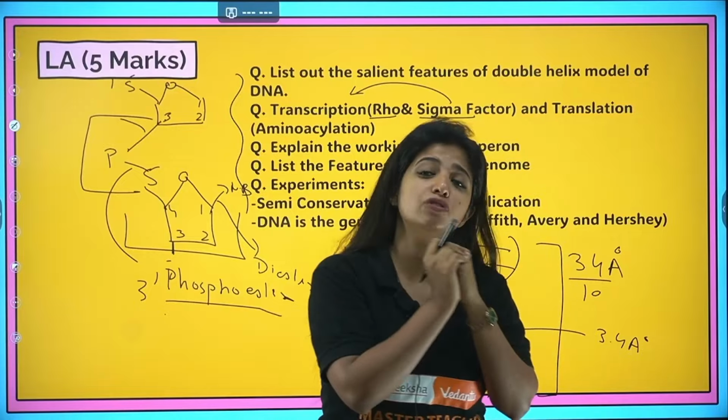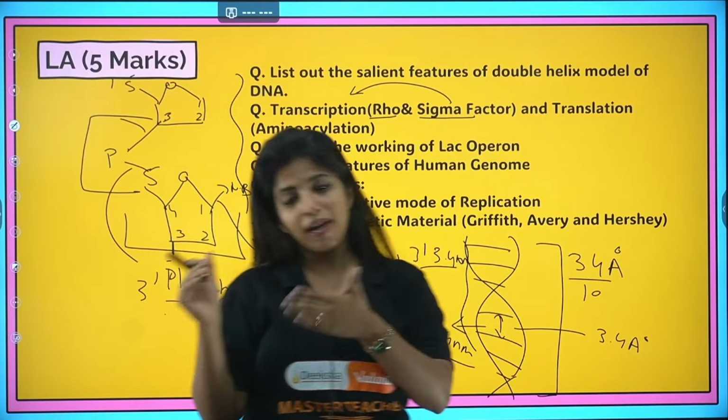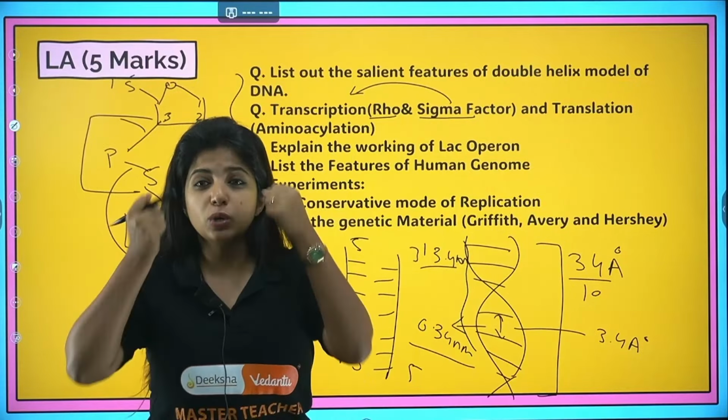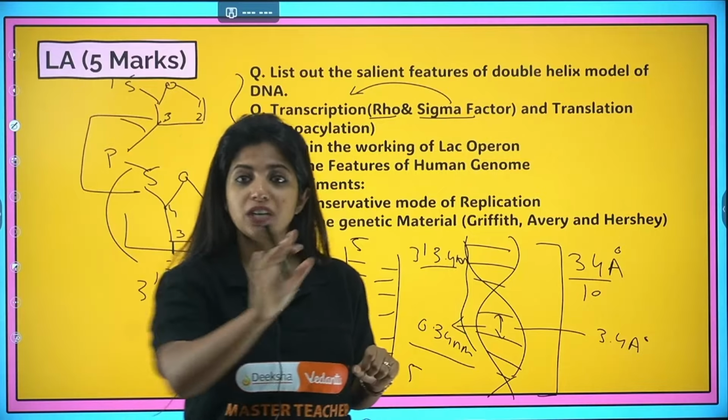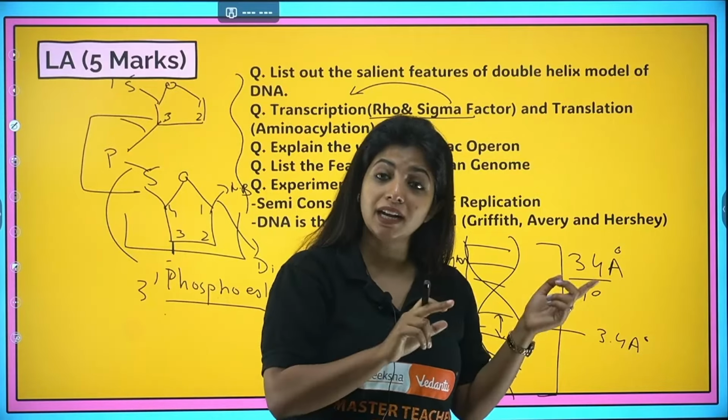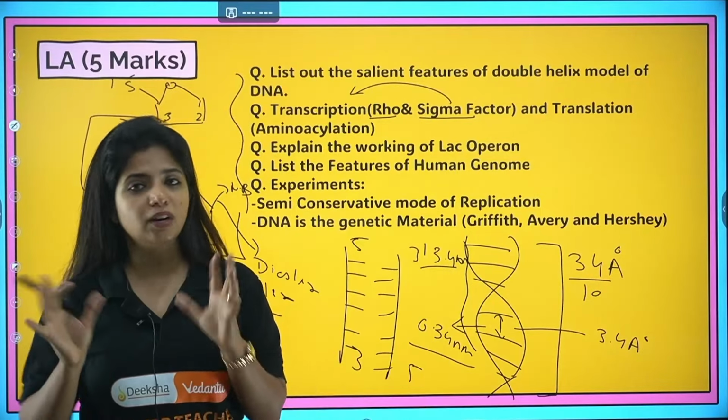Now at the end, it just wants to go away. It made the RNA, now it just wants to go away. So it is crying, and rho factor comes in to save it. So rho factor comes at the end. The first thing that comes in is sigma factor. You can remember it like that.